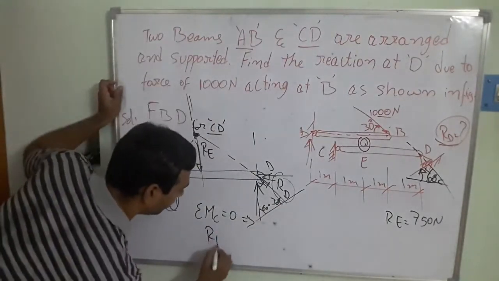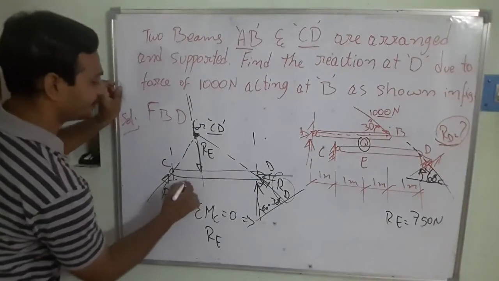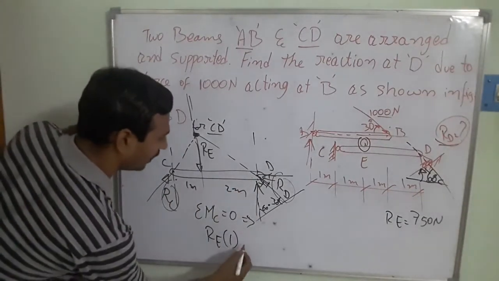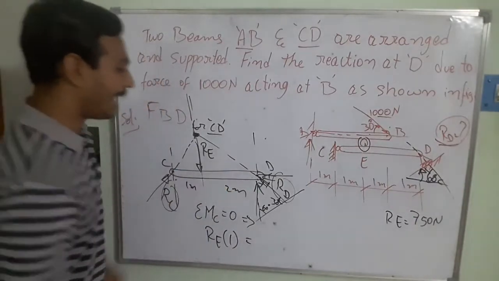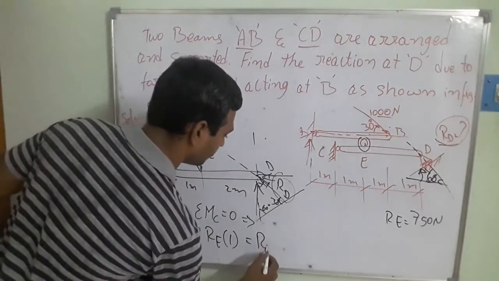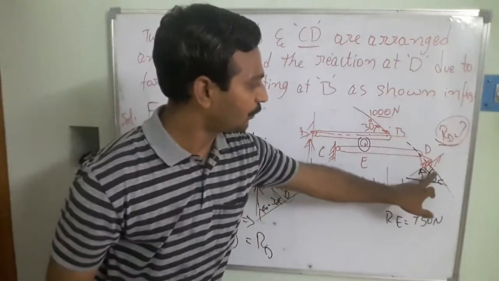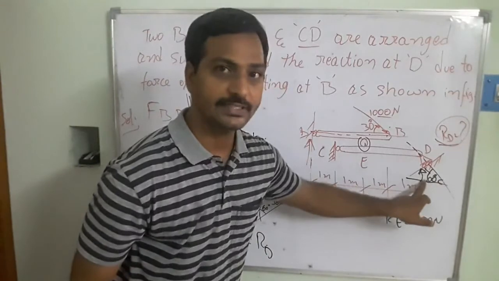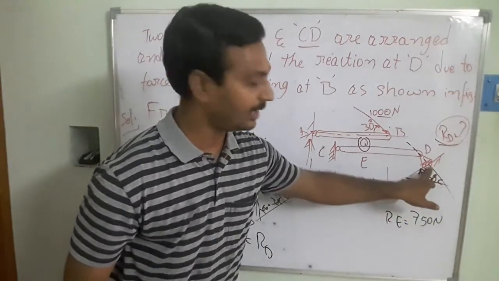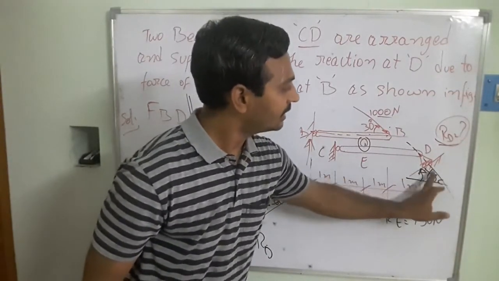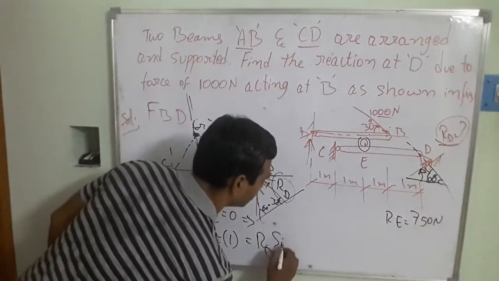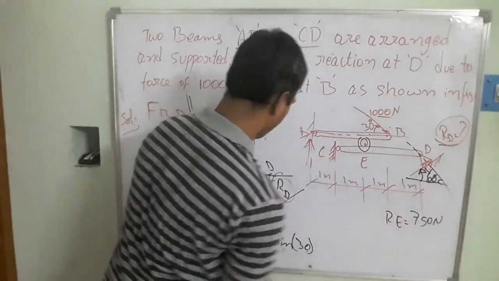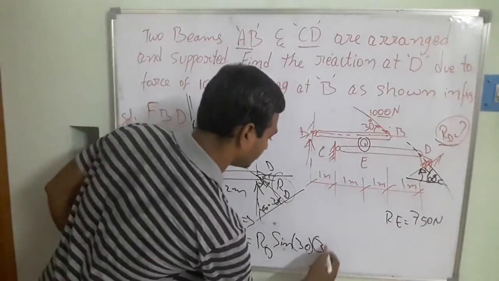So RE into, what is the distance which exists? 1 meter distance. Between these two is the 2 meters. That's RE into 1, that is equal to RD, that is the reaction force we do have. This is the 60 degrees. What I'm going to be resolving here is the 30. So 60, 30 and the 90 we are getting from this triangle. Then sine 30 degrees into what is the distance between the point C and D? That's going to be 3 meters.